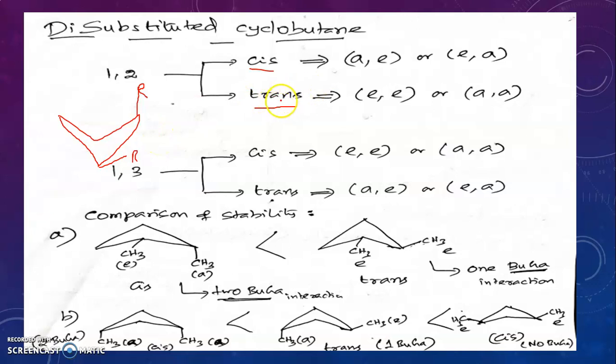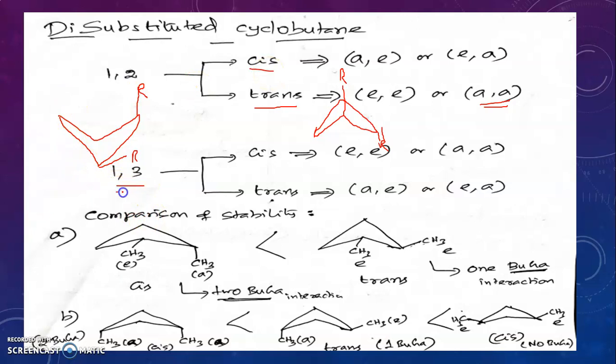In trans isomer, either both should be equatorial or both should be axial. What is meant by that? In trans isomer, I'll draw cyclobutane like this. On carbon number 1, we have a substituent in axial position. On carbon number 2, we have another substituent in axial position. By appearance it is very clear that the two R groups are exactly opposite to each other, so it is a trans isomer. So when both R groups are axial or both equatorial, you will get trans isomer. One group axial and the other equatorial will give cis isomer.